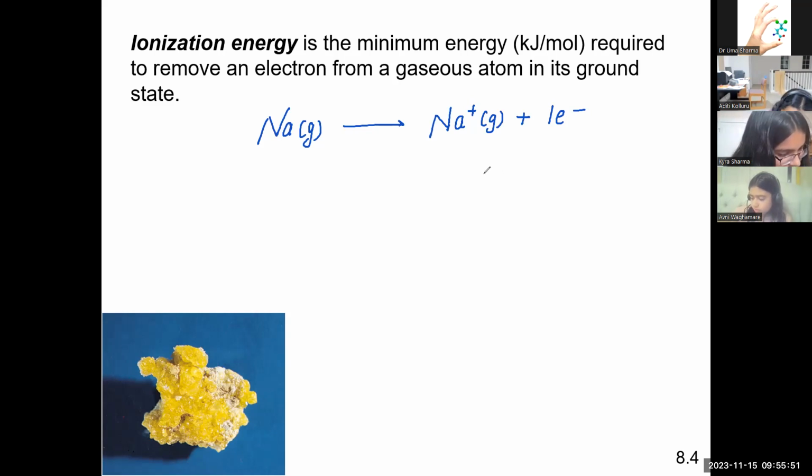Aditi, may I request you to mute your mic? Oh, sorry. It's okay. Let them talk. Okay, Aditi, when you have to answer, just unmute.